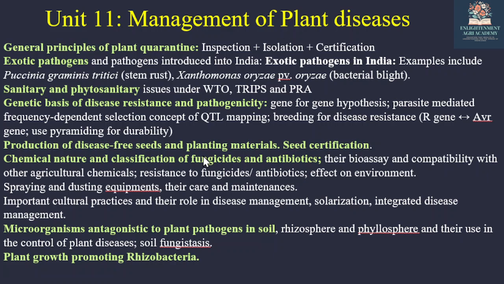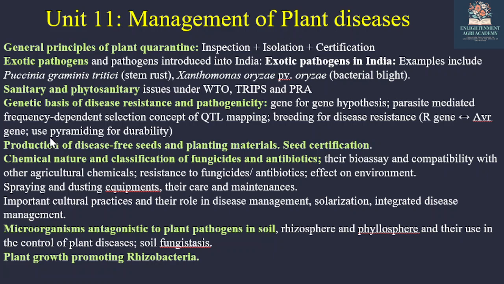So the genetic basis of disease resistance, pathogenicity. What is meant by pathogenicity? What is the gene-for-gene hypothesis? It was given by Flor. Then parasite-mediated frequency-dependent selection, the concept of QTL mapping. Then breeding for disease resistance: what is the R gene, what is meant by the Avr gene, use of pyramiding for durability. So here, the production of disease-free seeds and planting material, and giving the certification by the seed certification body.